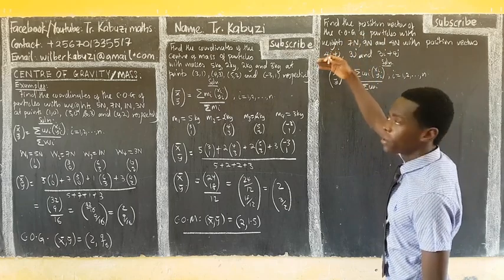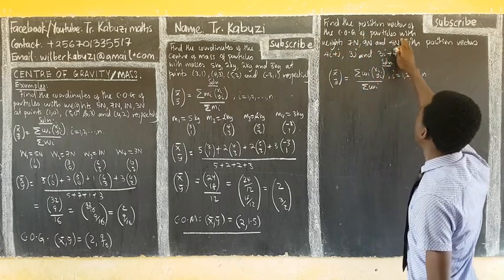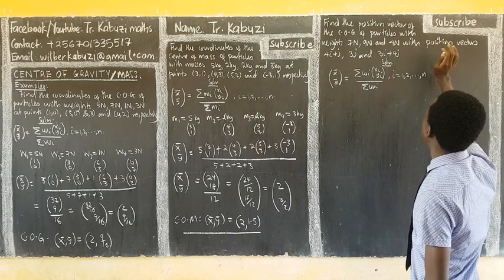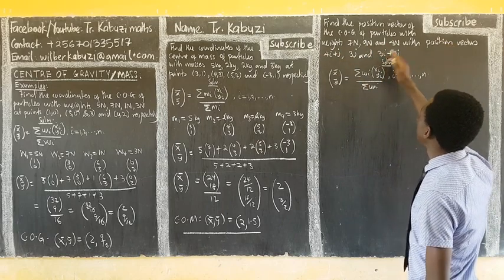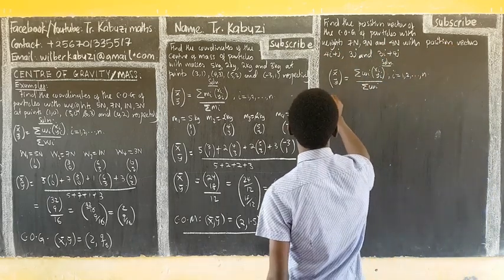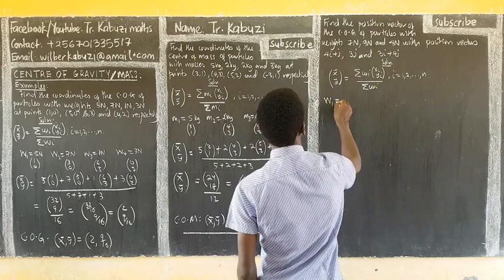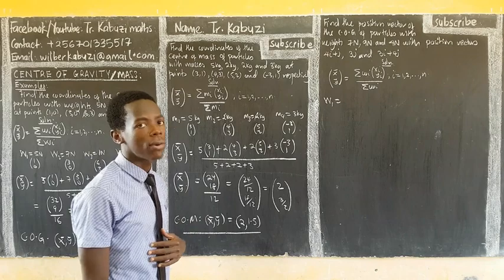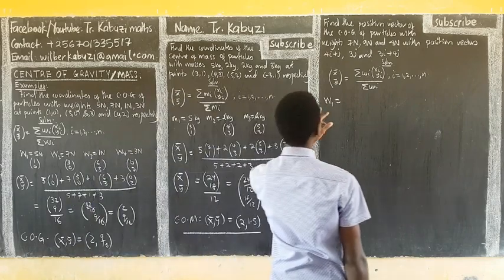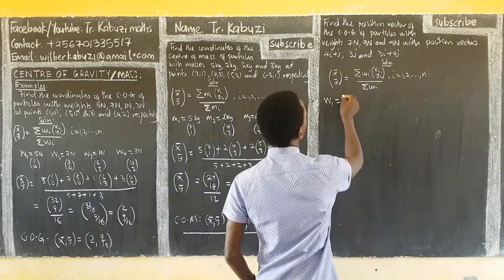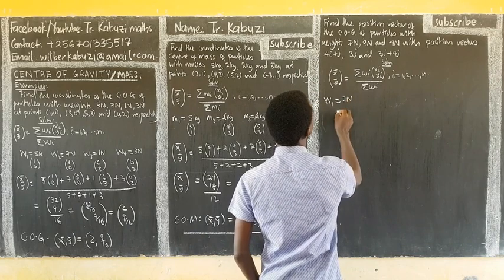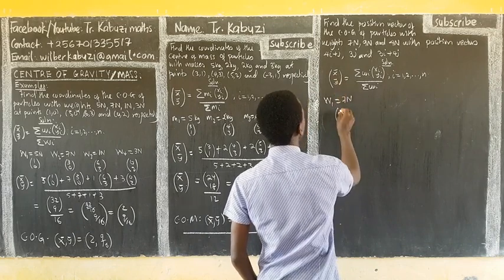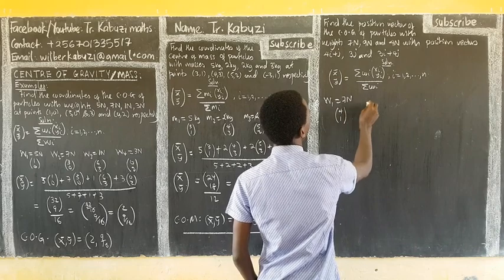Okay, when I come to this, find the position vector. Now here they're asking for the position vector of the center of gravity of particles with weights and position vectors. So we summarize our weight 1. They're asking for the center of gravity, that's why they are also giving us weights. Our weight 1 is 7 newtons. Its position vector in column form is 4, 1.